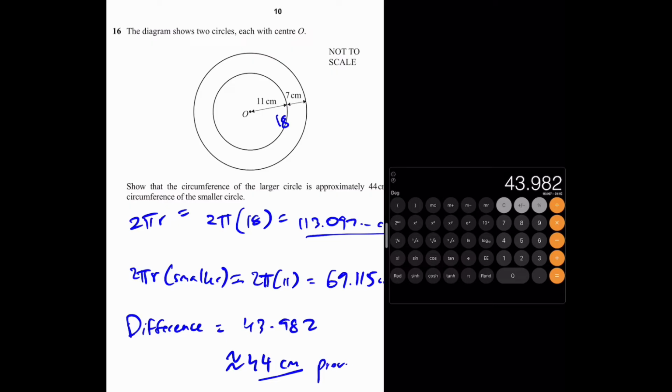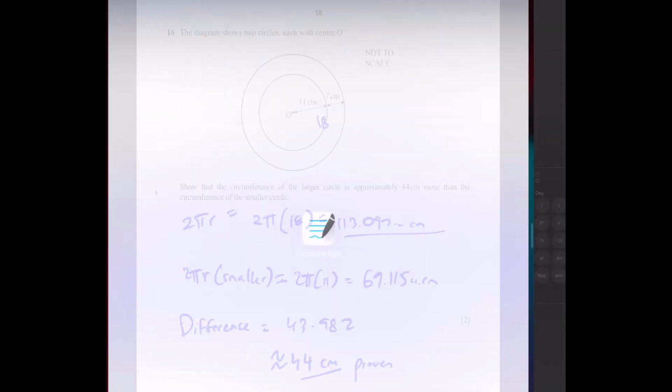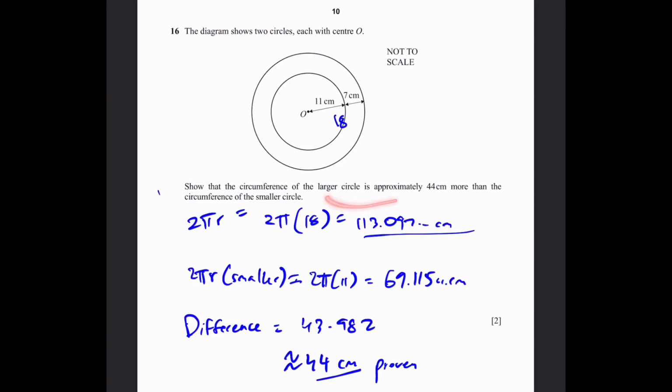And that is proven since we are asked to show that the circumference of the larger circle is approximately 44 centimeters more. Oh yeah, I forgot to write that if you subtract this, 113.097 minus 69.115. Writing this is important because we need to know which you're subtracting from which. Because if you subtract smaller minus larger, you'll get the negative value, which is not what we want. We want a positive value to show that it is larger. That's our answer. Question 17.